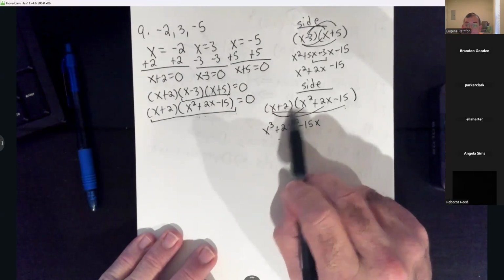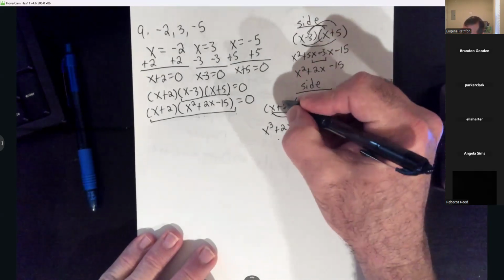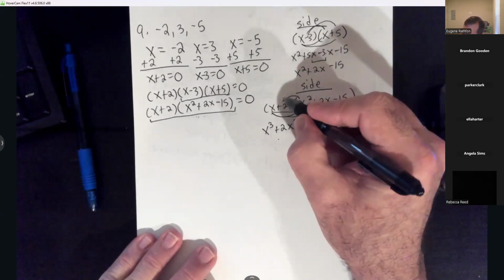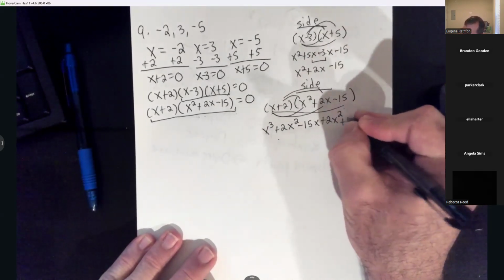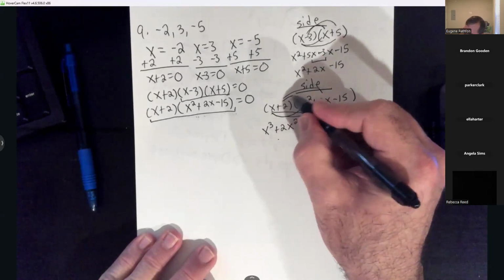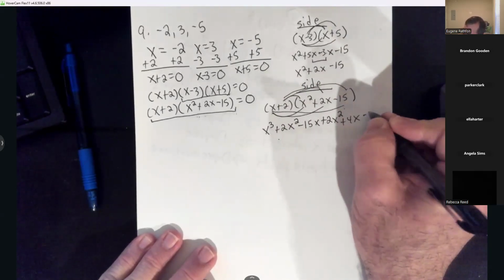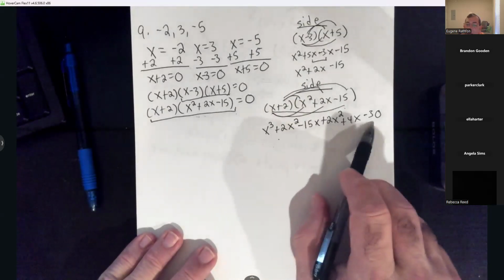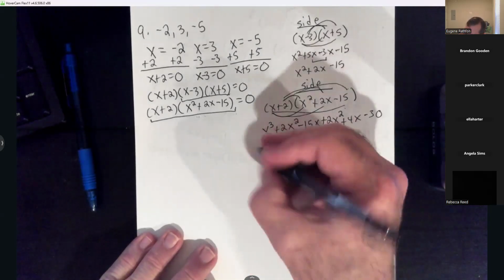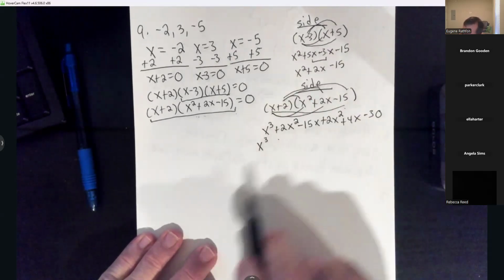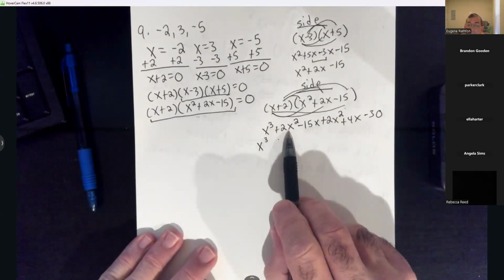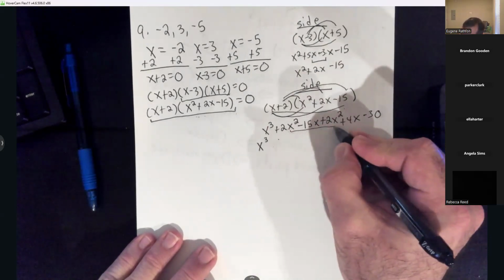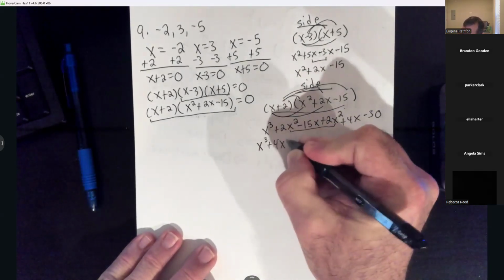Now multiply everybody by the 2. The 2 times x squared is a 2x squared. 2 times 2x is a 4x. And then 2 times negative 15 was a negative 30. All right, so now I'm just going to add my like terms. So I got my x cubed. Oh, let's see, what do we got? 2x squareds. There's 2x squareds, so those are like terms. So that's going to give me 4x squareds.